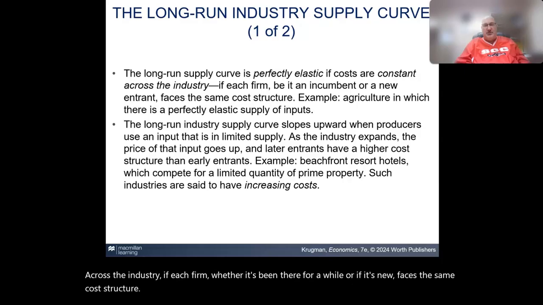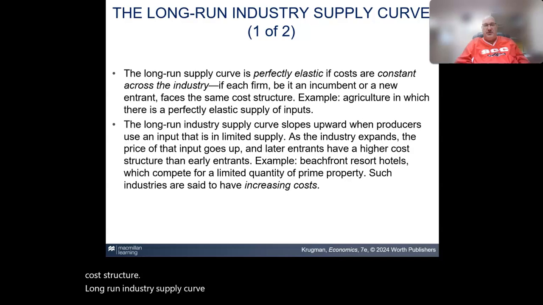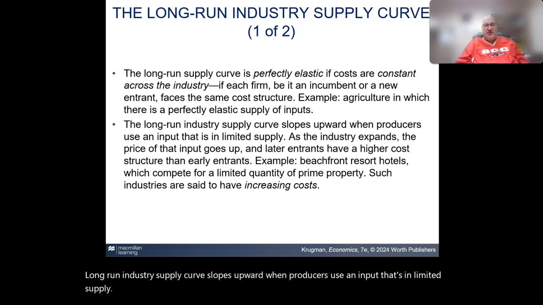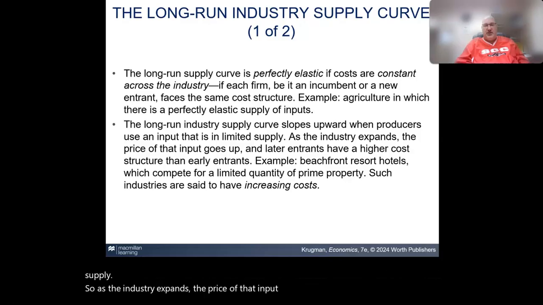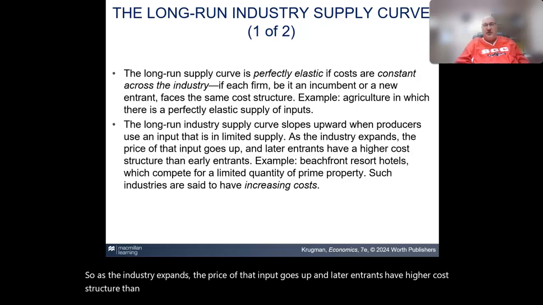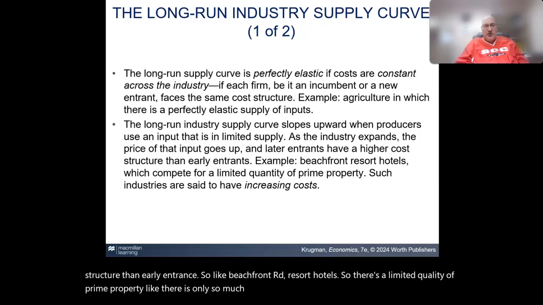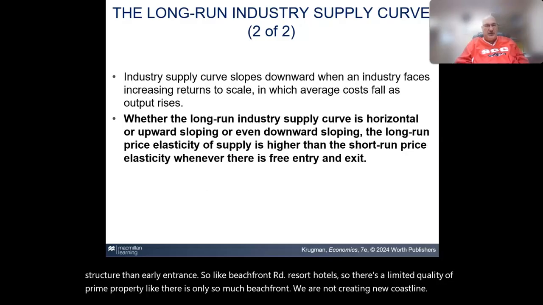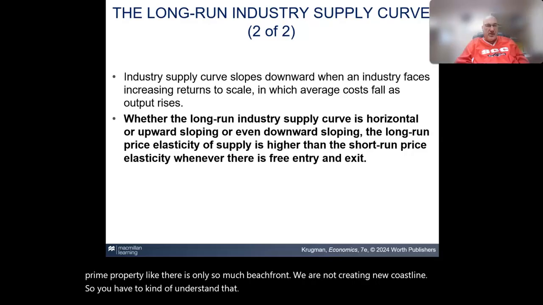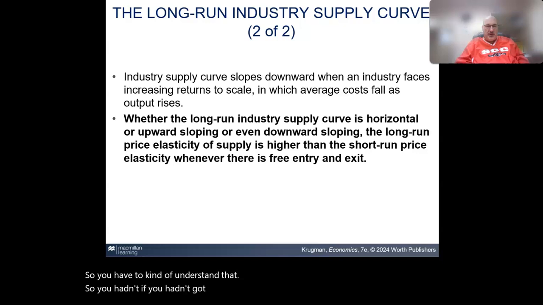In the long run, the industry supply curve slopes upward when producers use an input that's in limited supply. As the industry expands, the price of that input goes up, and later entrants have a higher cost structure than early entrants. Like beachfront resort hotels. There's a limited quantity of prime property. There is only so much beachfront. We are not creating new coastline. So you have to kind of understand that. If you haven't got some already, chances are you're not getting any.